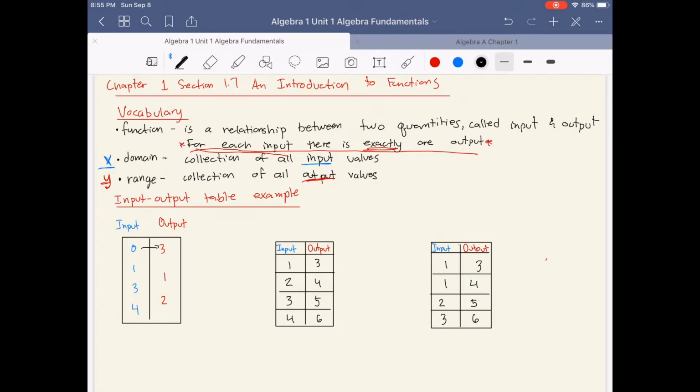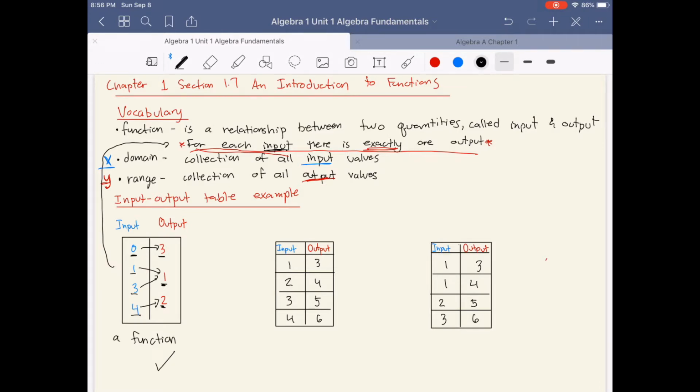Okay, so just follow along with what I'm about to do. So 0 goes to 3. Okay, 1 goes to 1. 3 goes to 1. And 4 goes to 2. Okay, you might not understand what I'm doing now, but just understand the concept of this definition right here, what I said with function. For each input, the input values are 0, 1, 3, 4. There is exactly one output: 0 is to 3, 1 is to 1, 3 is to 1 again, 4 is to 2. Okay, and this right here is called a function because it follows that definition.